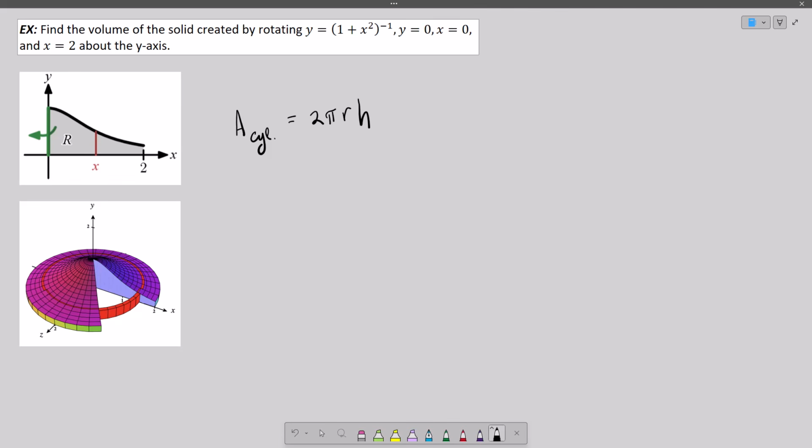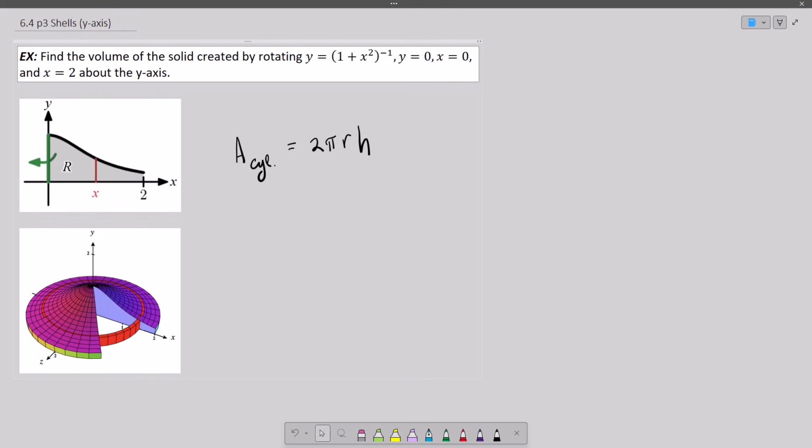So when we look at our curve here, y equals, let's write it as 1 over 1 plus x squared. So that curve is measuring height. The way it's presented, that function is measuring height. We've isolated y, so it's measuring height. That's good, because this is the height of our cylinder right here. So we don't have to change anything. We don't have to solve for x. No funny business there. So we're going to have 2 pi.